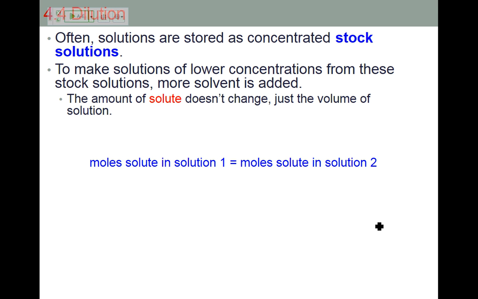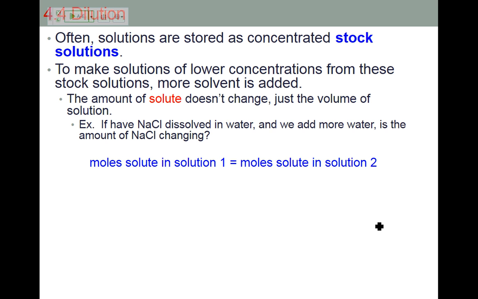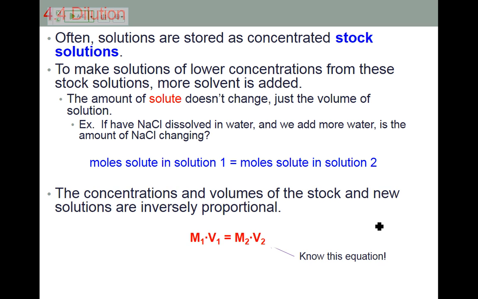So our moles of solute in solution 1 is going to equal our moles of solute in solution 2. But our volume is going to be different. So we can use this equation: molarity of 1 times volume of 1 is going to equal molarity of 2 times volume of 2. Where does that come from? That comes from the fact that my moles is going to be the same on both sides. Because remember, molarity is moles per liter. So even though my volume changes, my moles don't change. So you can know this as M1V1 equals M2V2.